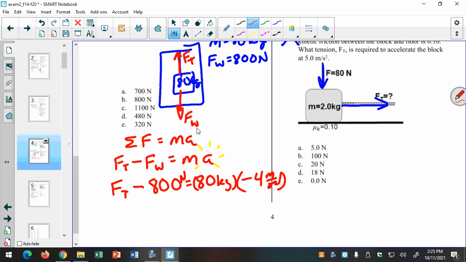All right. Then I can solve this for Ft equals 800 minus 320, 480. So D is the right answer, 480.